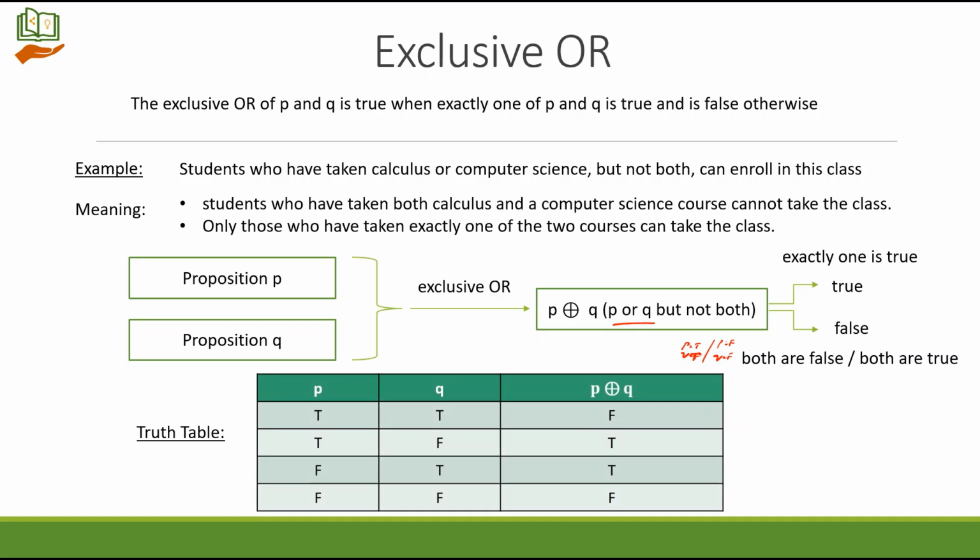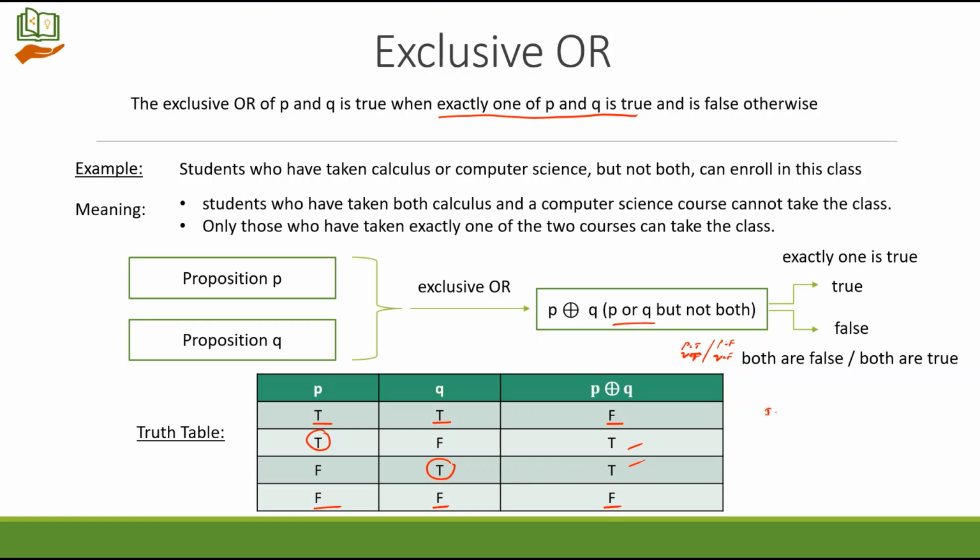So wherever you have the same value for the proposition, you end up with false. T and T will give you F, F and F will give you F. What about the in-between rows? Here only P has true value, here only Q has true value, which is exactly matching with the condition that exactly one of P and Q is true. So in those cases, we will have true as the result of exclusive OR operation.